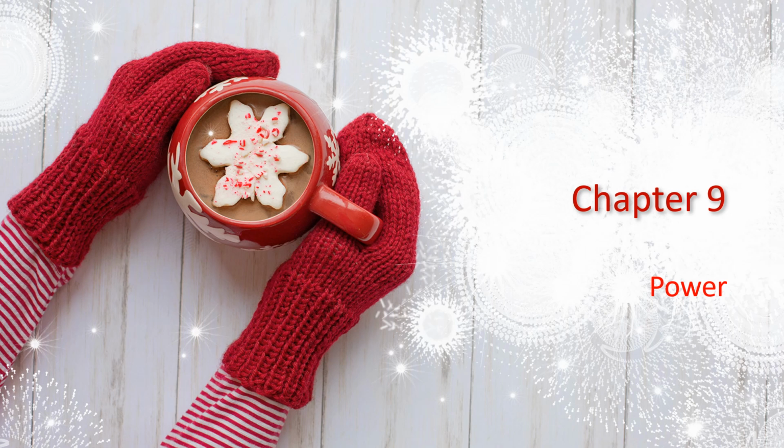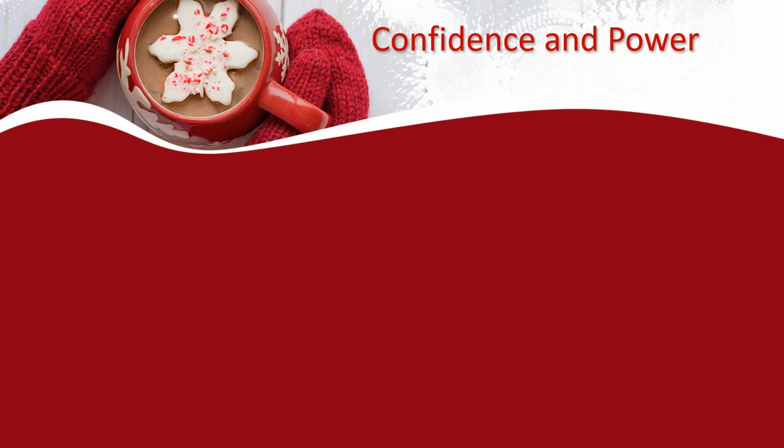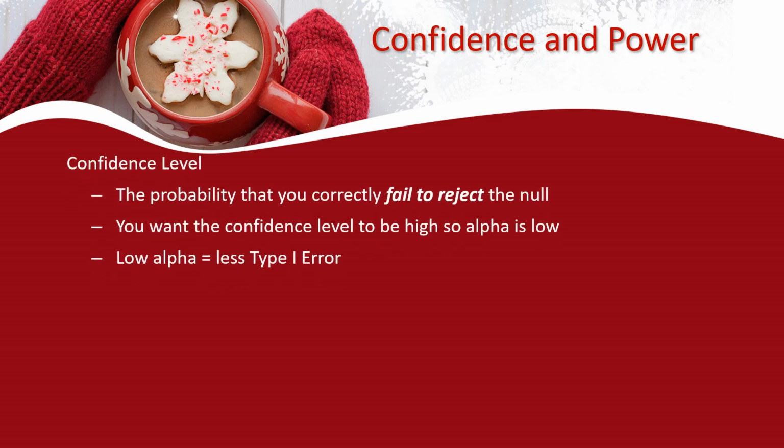Okay, today we're going to talk about a concept called power. This is a big concept, so we're going to put our thinking caps on. To understand power, we have to understand what confidence level is. Again, one more time: when I say I am 95% confident that this interval captures the true mean, my confidence level is the probability that I correctly fail to reject the null.